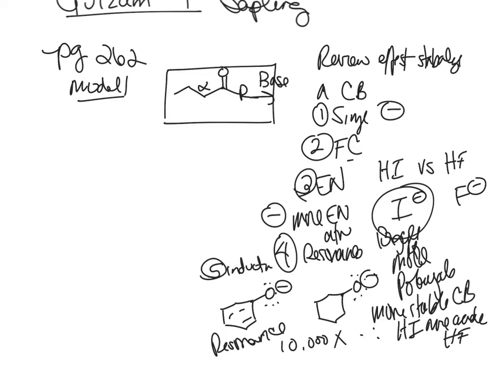And then we have 5, induction. And you just finished up induction when you were looking at this acetic acid versus this acetic acid. And the electron withdrawing group of fluorine does an inductive effect on the carboxylic acid. Okay, so that is your model 1. Questions, Q1.